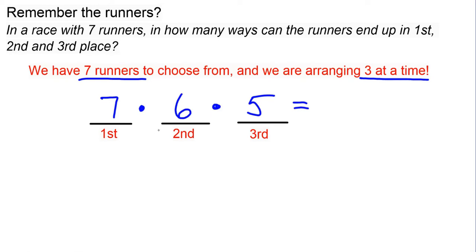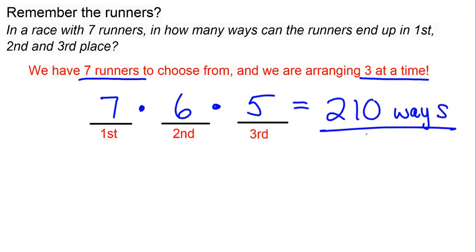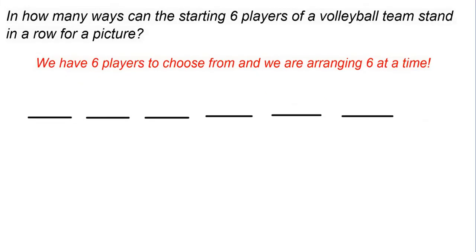And if you multiply 7 times 6 times 5, that's 210 different ways these runners could finish first, second, or third place. So again, thankfully, we don't have to make that organized list and try to figure out all 210 possible ways they could be arranged. But the fundamental counting principle and permutations tell us how many total ways there are to arrange those runners.